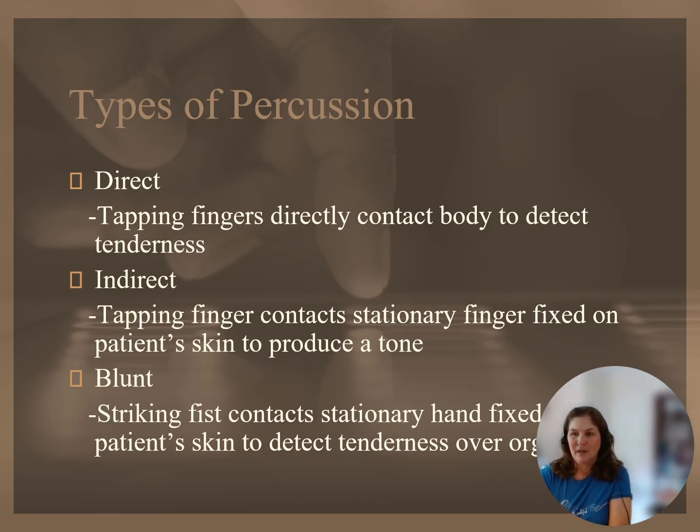So direct percussion is used to assess the sinuses. Indirect is used to assess the lungs for resonance and the abdomen for tympany. Blunt percussion is really used to check for CVA tenderness.